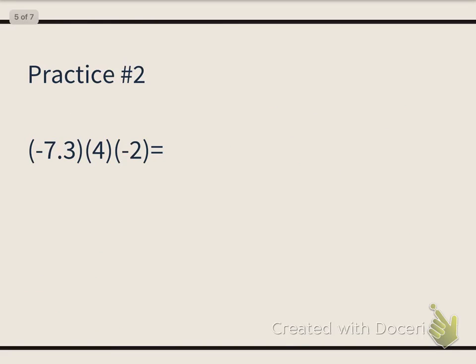Alright, now we have a negative times a positive times a negative. Remember order of operations. Multiplication we do left to right. So the first thing we're going to do is negative 7.3 times 4. Let's not worry about the negative right now. Let's just multiply like normal. So 7.3 times 4. Remember, we have to line up our decimal places, so 4 needs to go to 4.0.